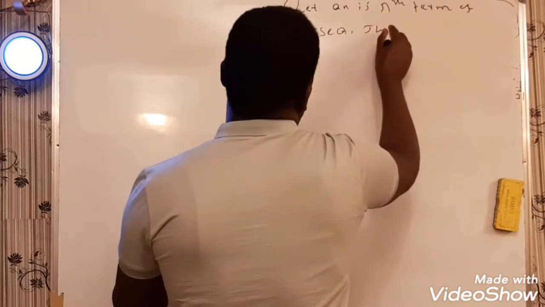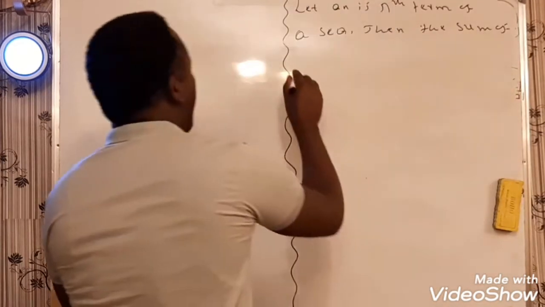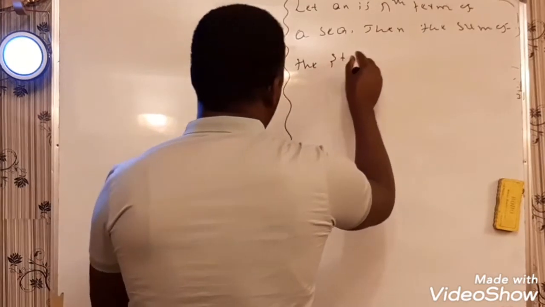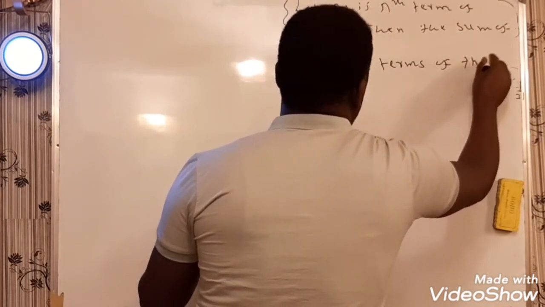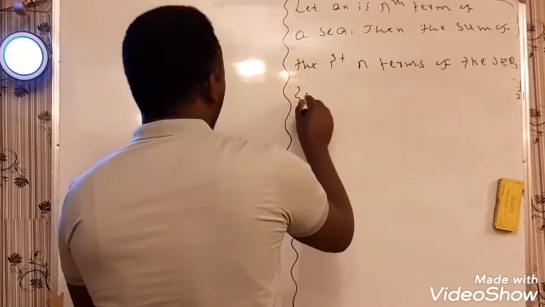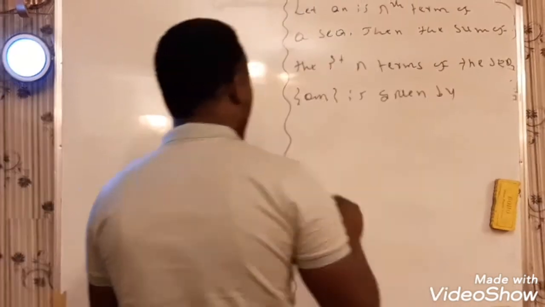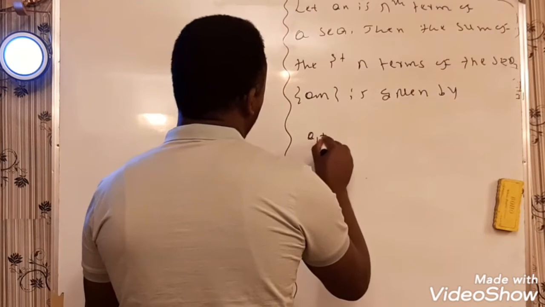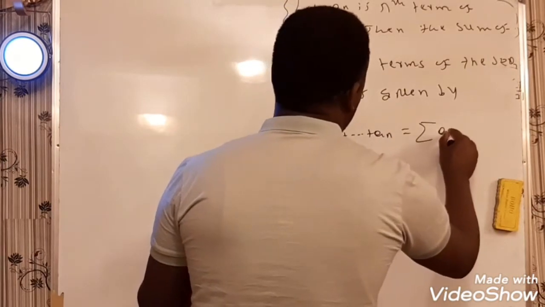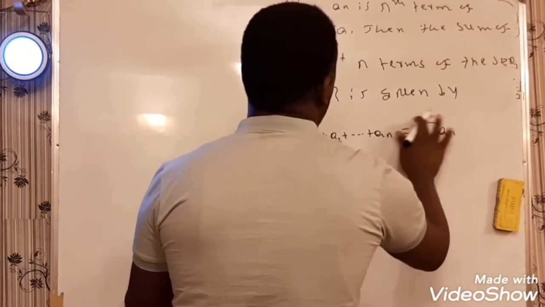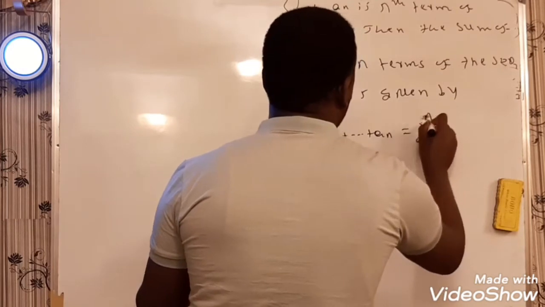Then the sum of the first n terms of such a sequence a_n is always given by the sum a_1 plus a_2 plus dot dot dot plus a_n, that is denoted by the sum of a_k, where k is running from 1 to n in general.